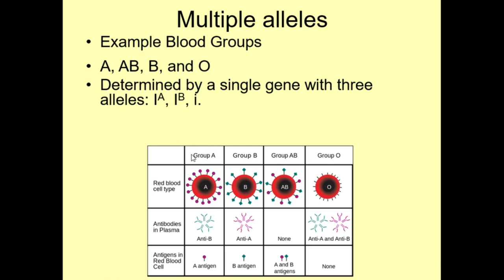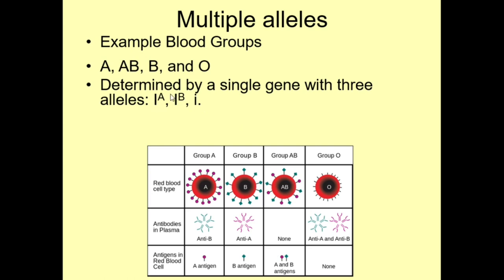If you have type A blood, you will have two of the IA alleles. So you will be homozygous with the IA alleles. If you have type B blood, you will be homozygous with the IB alleles, so you will have two IB alleles. If you have type AB blood, you would have one IA allele and one IB allele. And if you are group O or type O blood, you will have two little i's.